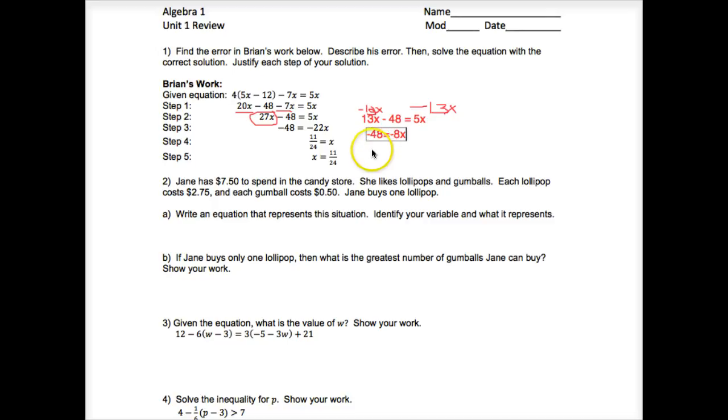So then, obviously, our next step is to divide both sides by negative 8. When we do that, on the left side, we get 6. On the right side, we get x. And, of course, 6 equals x and x equals 6 are the same thing.